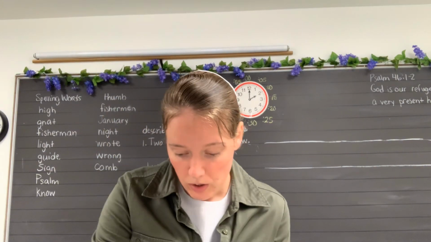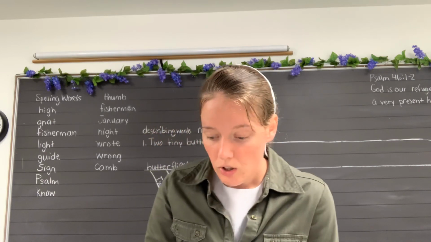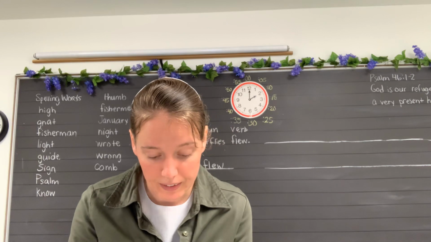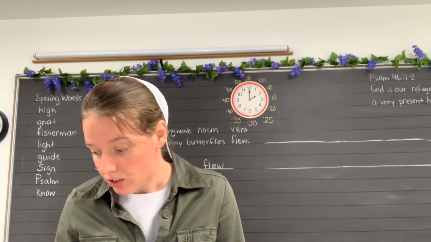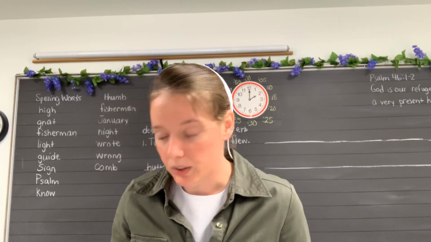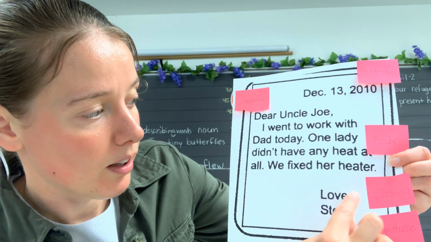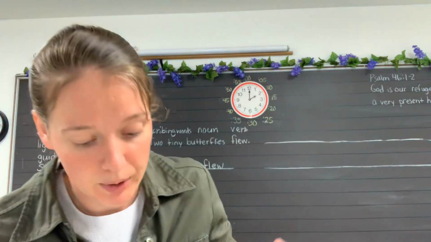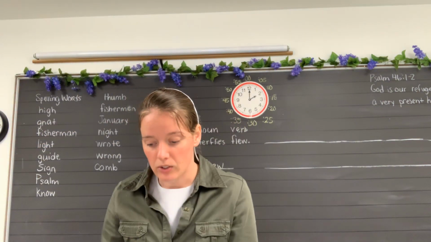Okay, so you can open up your books to lesson 8, actually lesson 9. And we are focusing today also on the closing and the signature. So the closing is right here, like love with a comma, and then the signature is your name way on the bottom here. So it's called the friendly letter, the closing, and the signature.